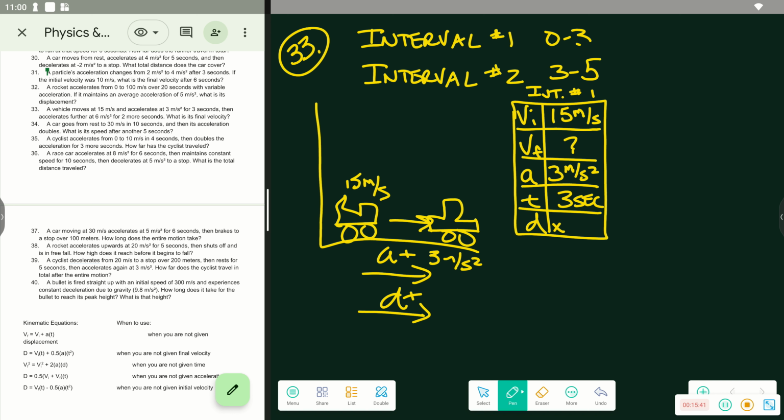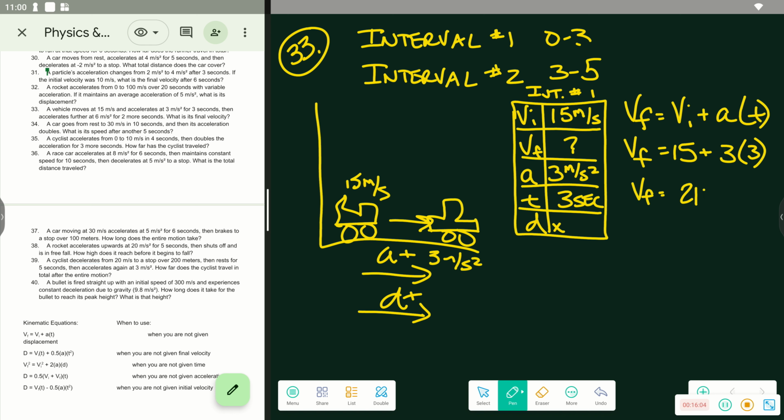So you have VI, you have A, you have T. You're solving for VF. First equation: VF equals VI plus A times T. VF, what you're solving for, equals 15 plus 3 times 3. VF equals 15 plus 6. Sorry, it's 9. Sorry, 24 meters per second. So that's your final velocity of interval 1: 24 meters per second.